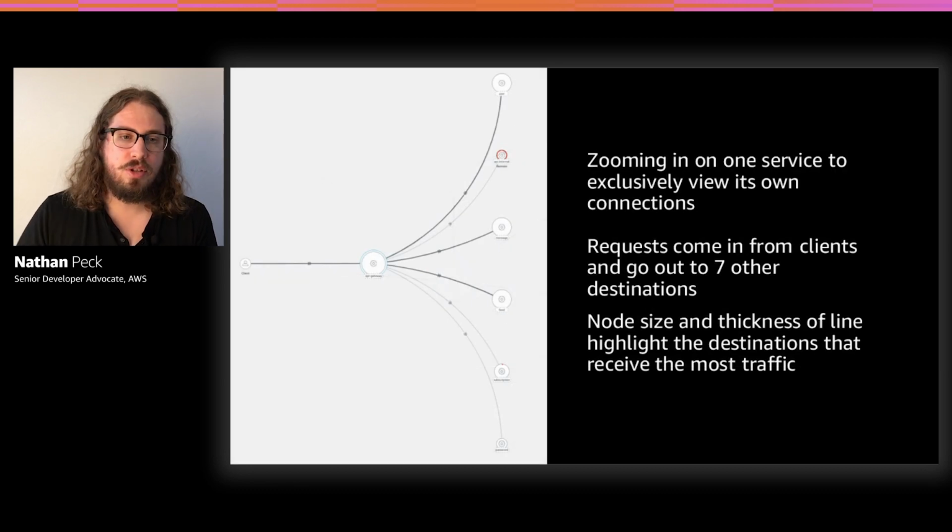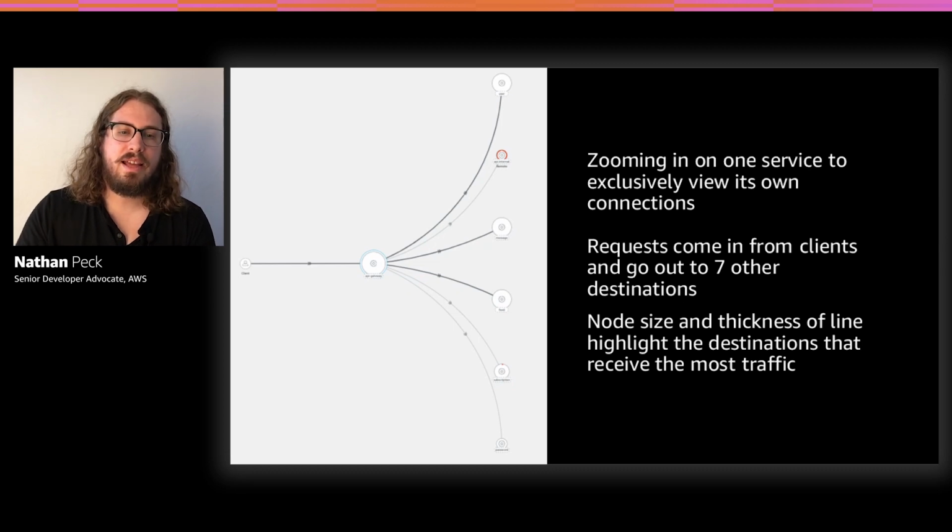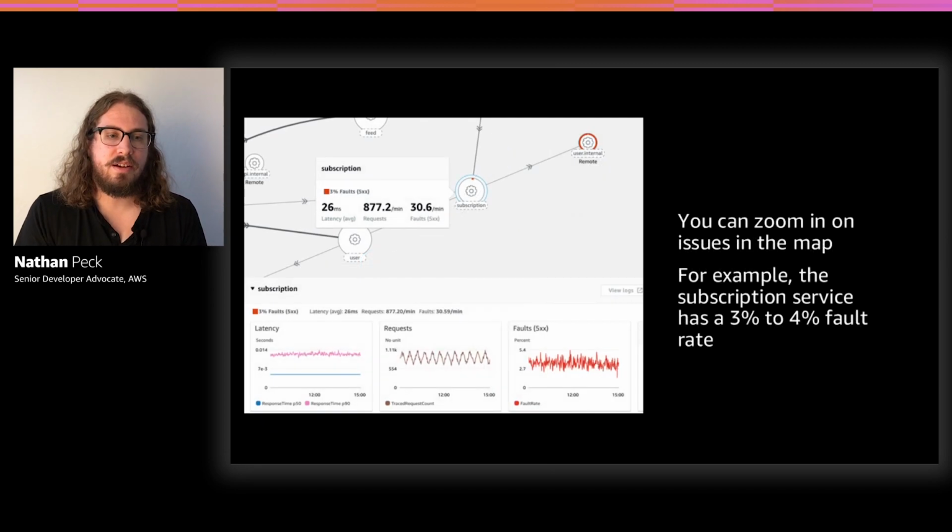Let me show you. If I zoom in on one specific service, I can exclusively view the connections to and from that service. And I can see the relative weight and importance of these different services. I can see that some of the lines are thicker. That indicates that there's a lot more traffic going to that particular service. Some of the nodes are larger, indicating that they receive a lot more traffic in general. And I see that one of them, it's kind of hard to see in this slide, is highlighted red. And if I click on that and zoom in, I can see that there's an issue there.